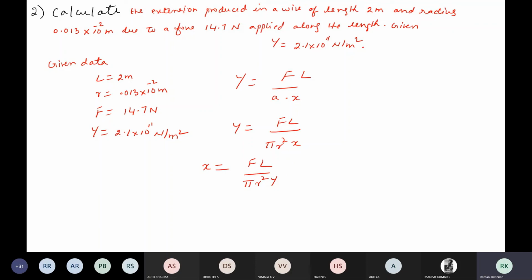No one will tell me the answer. I'm going to ask a particular student. In the previous case, diameter they gave, and they wanted you to find that radius is d by 2. You have to substitute there. Okay, right.